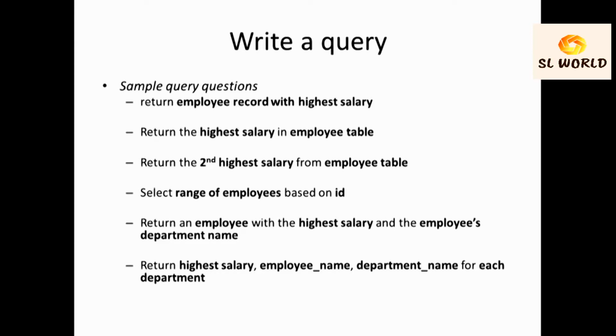All right, so the first question is, return the employee record with the highest salary. Question number 2, return the highest salary in the employee table. The third question, return the second highest salary from the employee table. The fourth question, select a range of employees based on ID. Fifth question, return an employee with the highest salary and the employee's department name. And the last question is to return the highest salary, employee name, and the department name for each department.